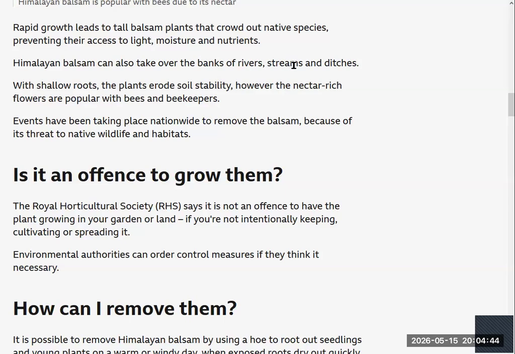So it does say here about banks of rivers, streams, and ditches. Himalayan balsam can take over. If you take something over, you sort of completely control it pretty much. So it takes over the riverbanks basically. We go on some of those walks, and often when we go along the rivers, you can't really see the river because there are things growing up in front of it. So maybe sometimes it is Himalayan balsam. Hopefully people are removing it nowadays.